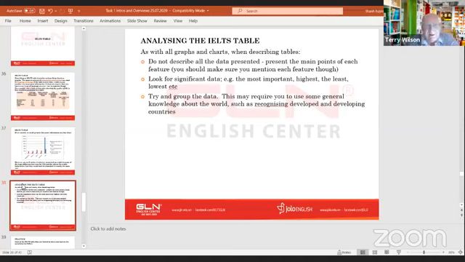So, analysing the table. As with all graphs and charts, when describing tables, do not describe all the data presented. Present the main points of each feature. You should make sure you mention each feature though. Look for significant data, so the most important, highest to lowest. Try and group the data. This may require you to use some general knowledge of the world, such as recognizing developed and developing countries. So we have 5 countries here. Clearly the USA is a developed country and the other 4 are developing countries.